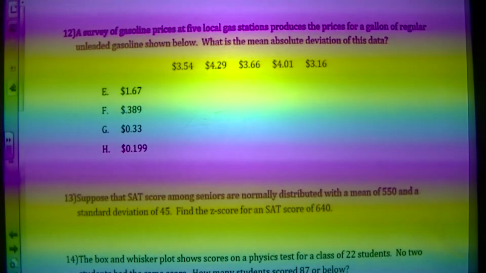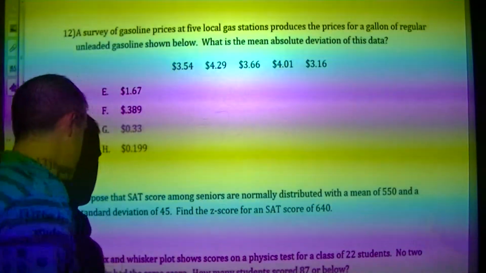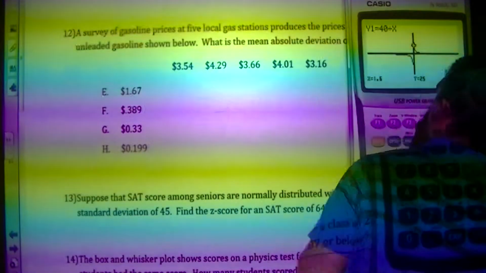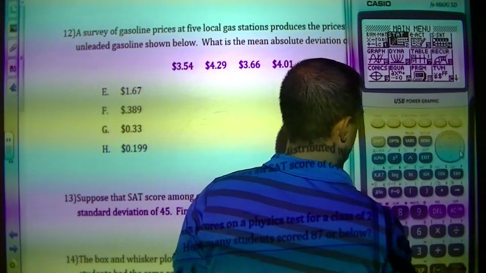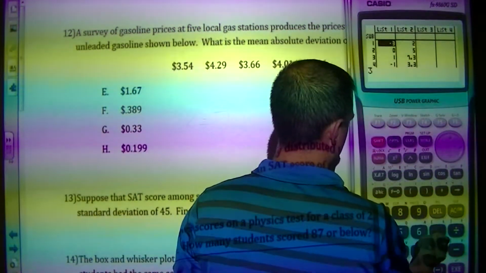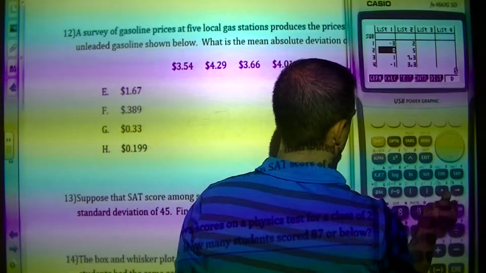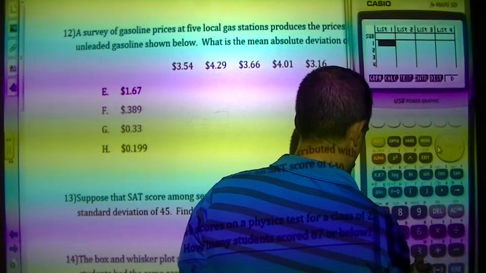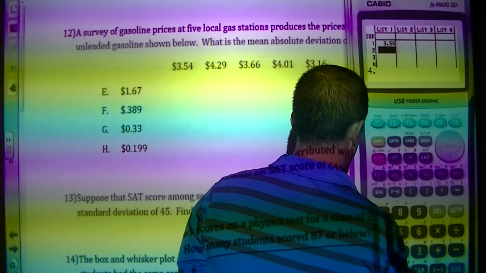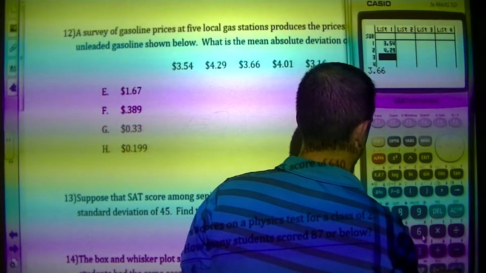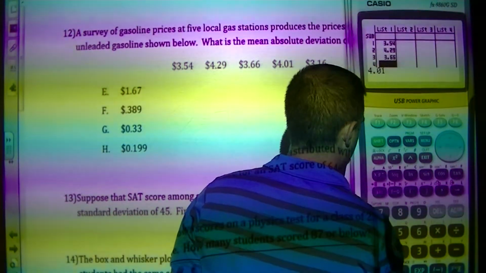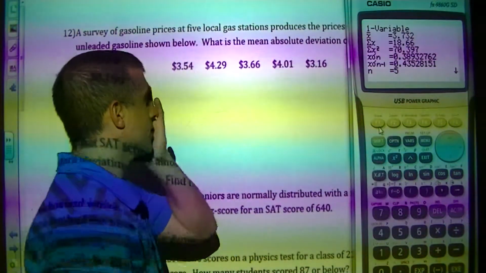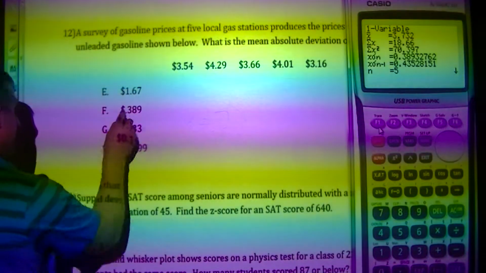Moving on to number 12, another absolute deviation problem. Make sure I don't leave out any over here. Let's move this over. I'm going to menu, stat, and delete all this stuff. Then I enter 3.54, 4.29, 3.66, 4.01, 3.16. Calculate 1-var stats, okay, 0.389. I'm going to select that one.